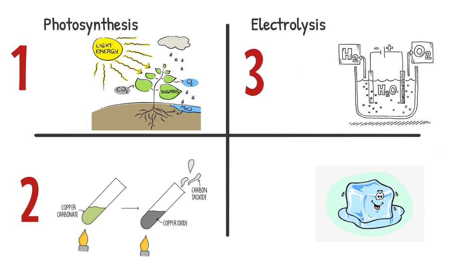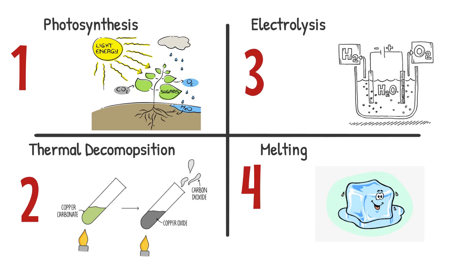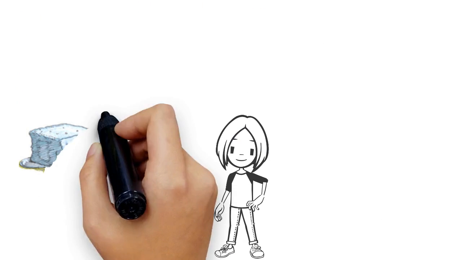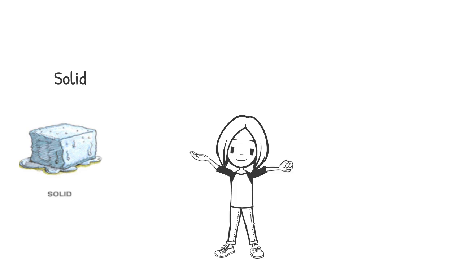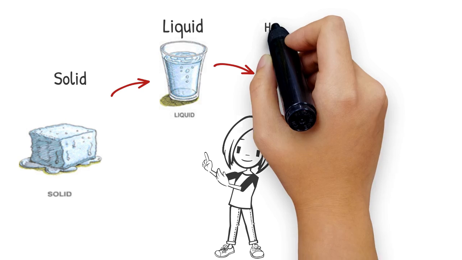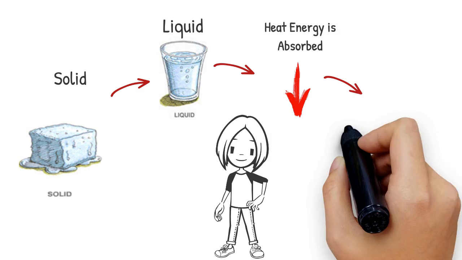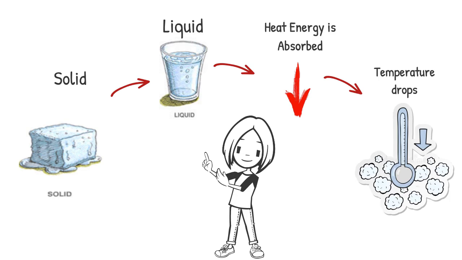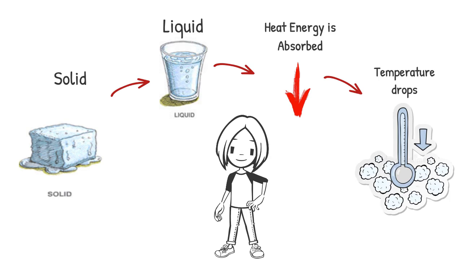Notice that in all of these examples, energy must be supplied. We have photosynthesis, we have thermal decomposition, electrolysis, and melting. Now in the melting process, solid particles with their low kinetic energy must gain energy to weaken intermolecular forces between them and to change to liquid particles with higher kinetic energy state. Here energy must be absorbed and the temperature of the surrounding drops.